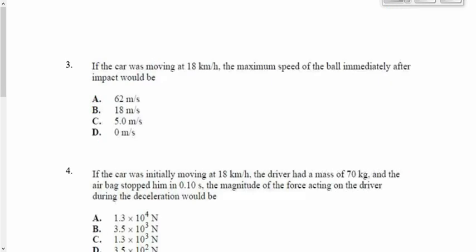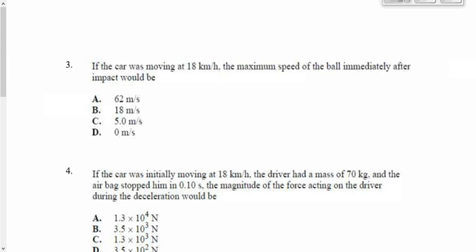Now, this is one of the 2 that tended to bother people, I know. This one says, if the car was moving at 18 kilometers per hour, the maximum speed of the ball immediately after impact would be what? Well, listen, the car is moving at 18 kilometers per hour, right? How fast is the ball moving? 18 kilometers per hour, 5 meters per second. If you slam on the brakes, the car stops. Does the ball stop? Maybe. If the ball stops, afterwards the ball is moving at 0. But if the ball is released, what's the maximum speed that the ball can be moving after it's released? 5 meters per second. How come 5?